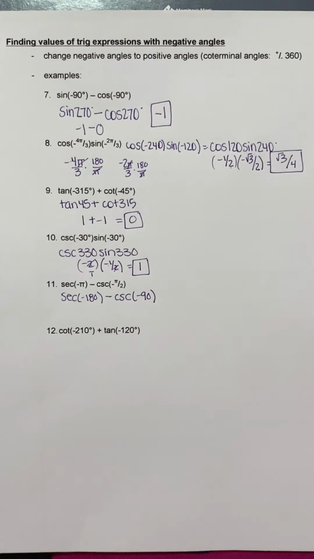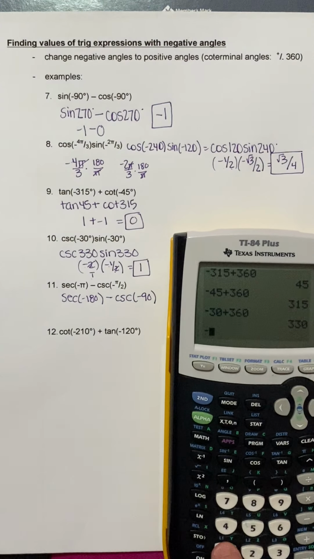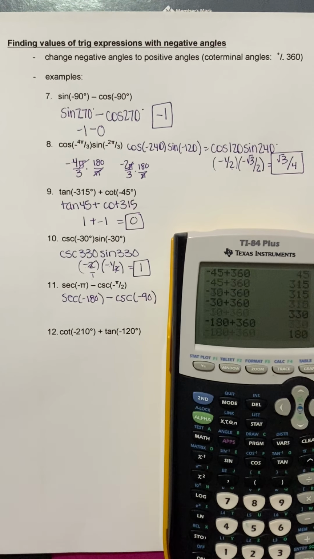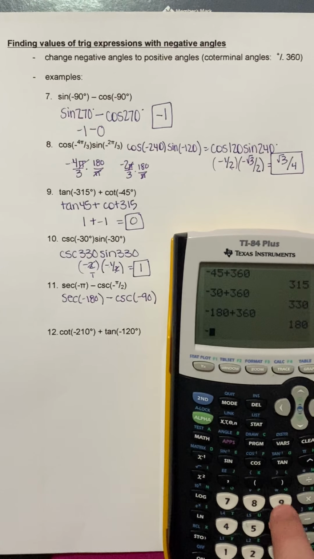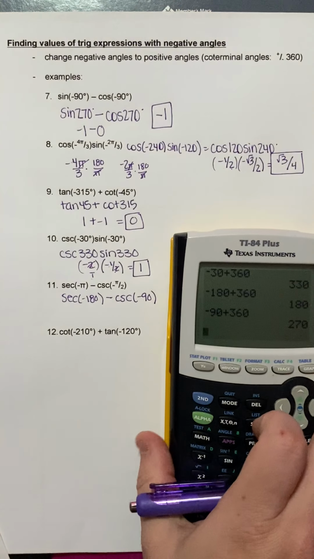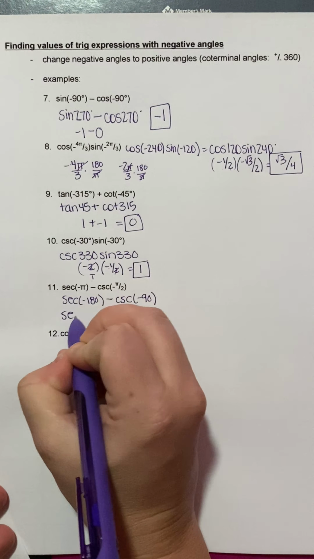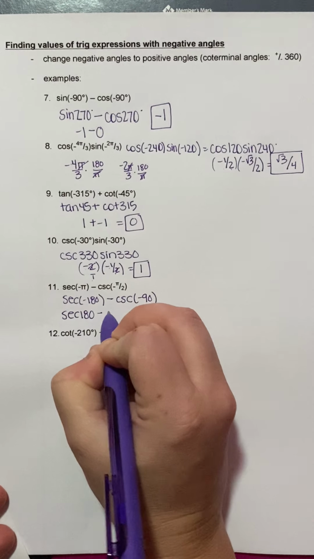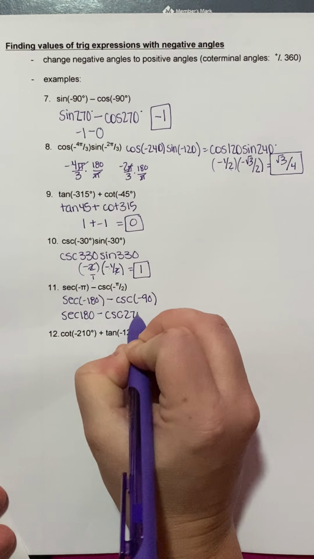All right, so next thing, let's deal with those negative angles here. So I'm going to take negative 180, add 360. That gives me out positive 180. Then I'm going to take negative 90 and add 360, and that gives me out 270. So 180 is the first positive one, and 270 is the second one. So this is the secant of 180 minus the cosecant of 270.